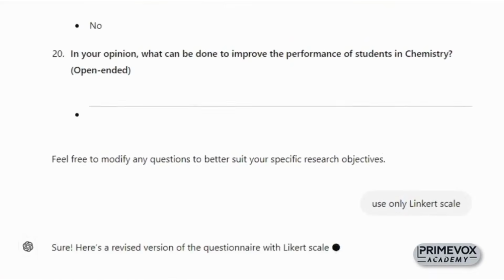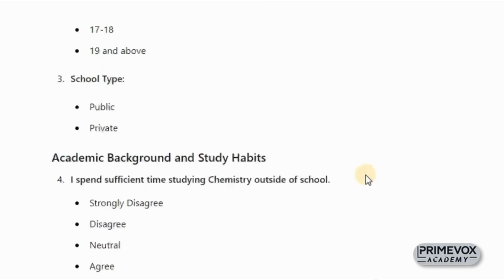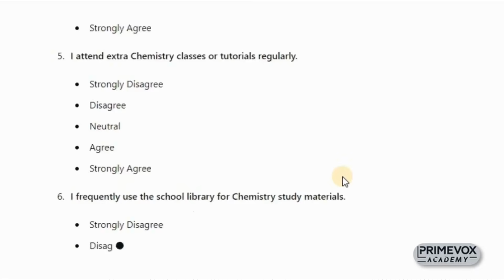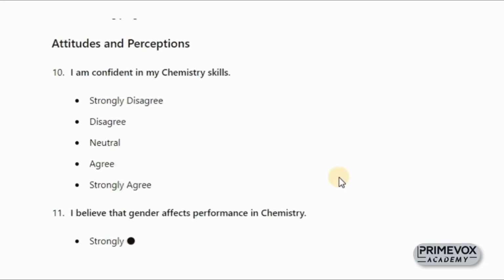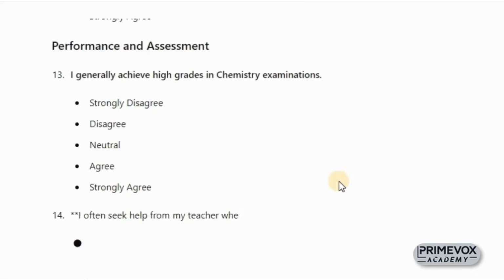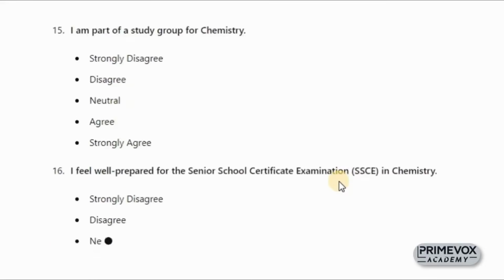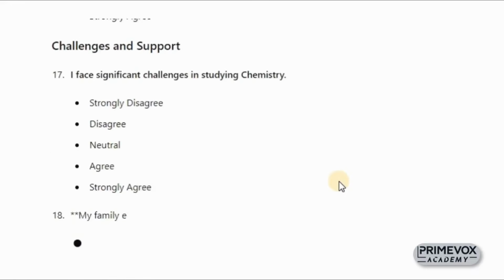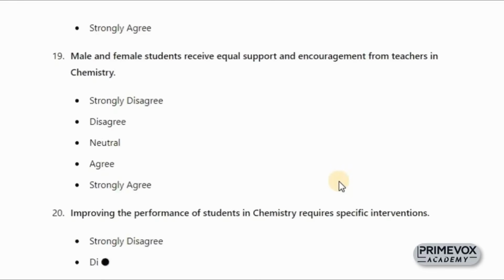Then, do you see it? It will now generate questions based on Likert scale. So this is how AI will help you to generate your question. Remember, some of them may not be appropriate. You need to work on them so that you don't just do copy and paste.